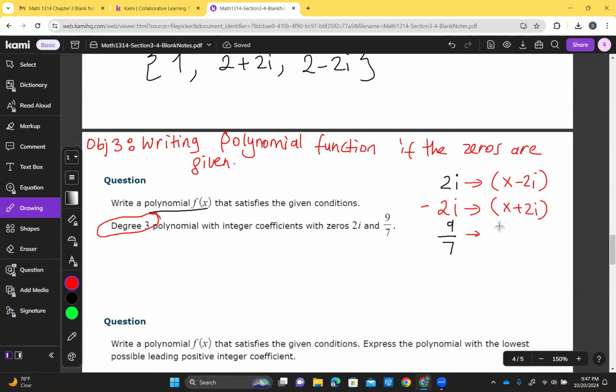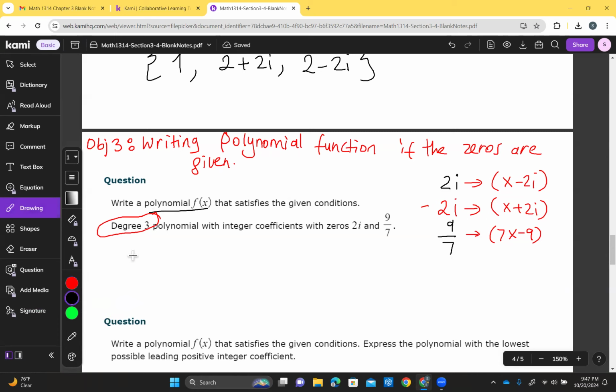And this is a tricky one. This is how we do it. We write the denominator first. So we need 7x. And then we write the opposite of this number, which is minus 9. So we need a 7x minus 9, because when you take the 7x minus 9, set it to 0 and solve for x, it gives you 9 over 7.